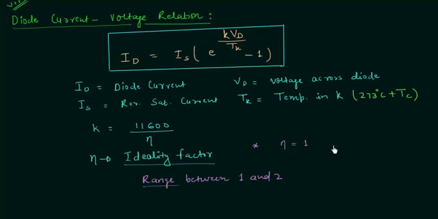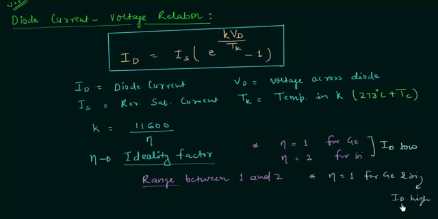It is equal to 1 for germanium, and it is equal to 2 for silicon, and this is when the diode current ID is low. When the diode current is high, eta is equal to 1 for both germanium and silicon. So we will use these values in numerical problems.